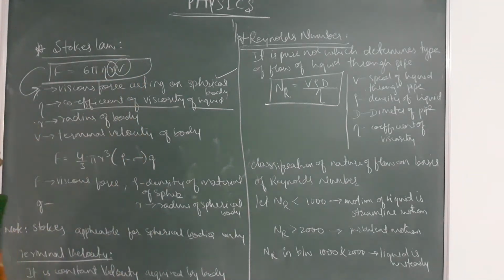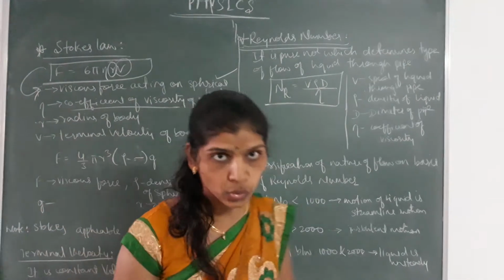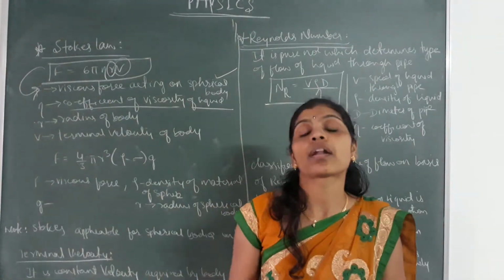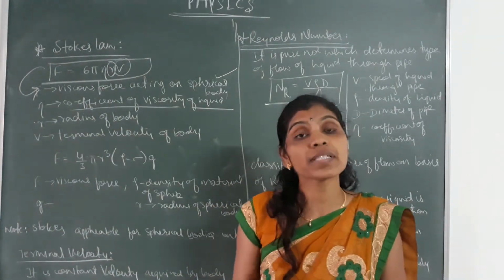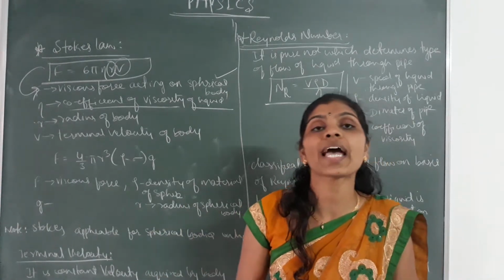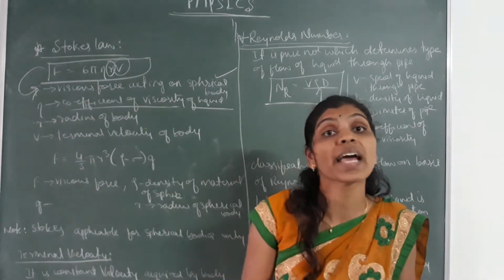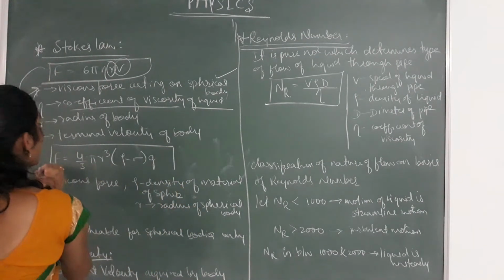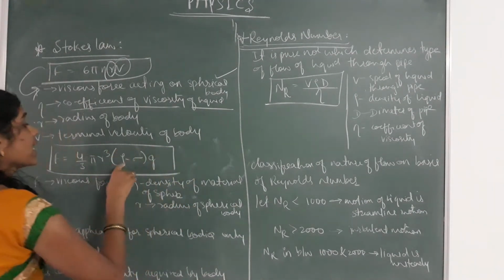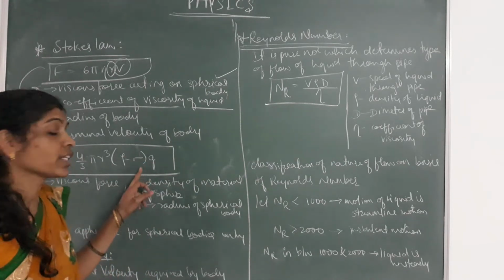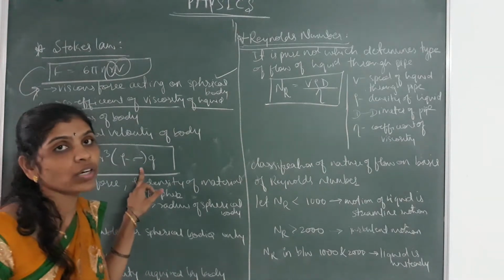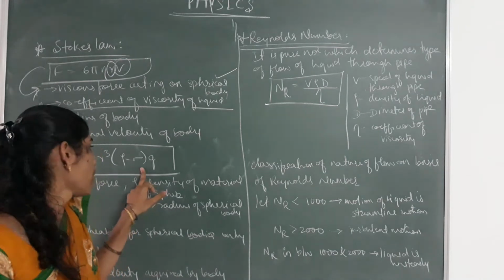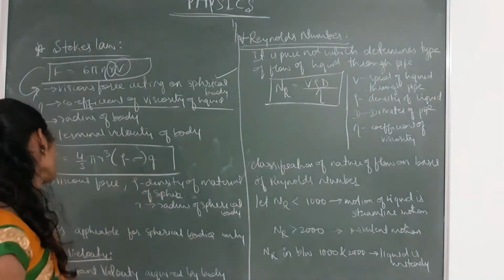So Stoke's law is given by 6 pi eta r v, or it can be represented in another form, that is F is equal to 4 by 3 pi r cubed into the bracket rho minus sigma, into g. How this formula comes, we already discussed in one of the derivations.